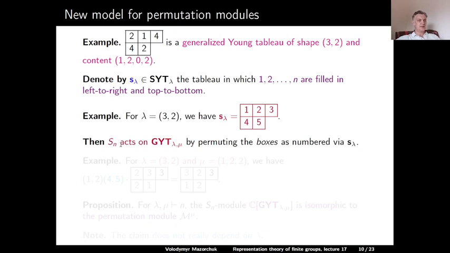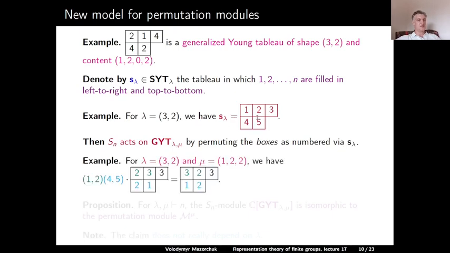Note that the group Sn acts on the set of generalized Young tableaux of shape lambda and content mu by permuting the boxes as numbered via our tableau S lambda. So here is an example. If we take lambda to be 3, 2 and mu to be 1, 2, then we can consider the following generalized Young tableau of this shape lambda and content mu. So the first row is 2, 3, 3 and the second row is 2, 1.